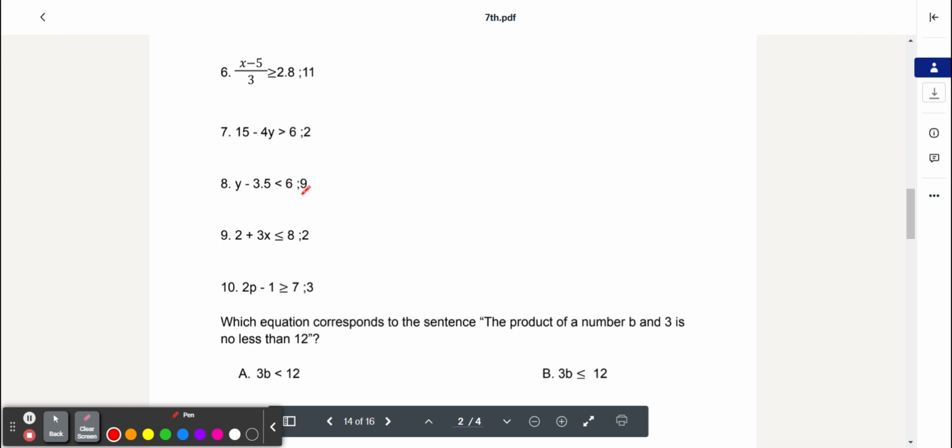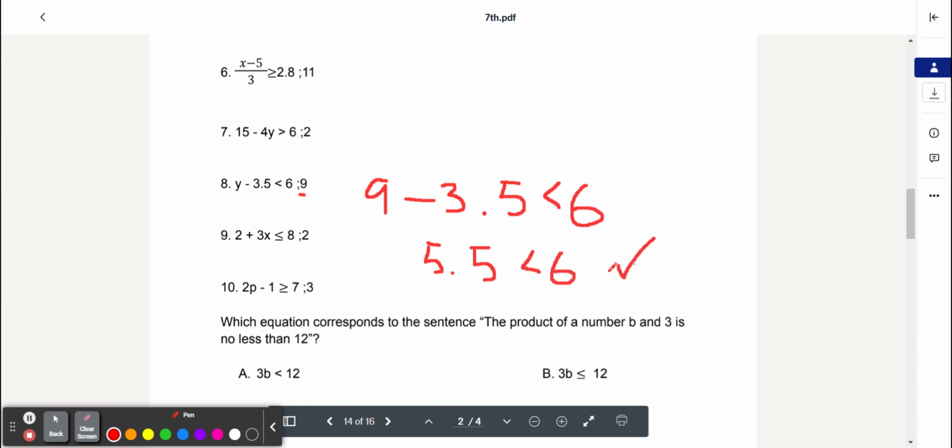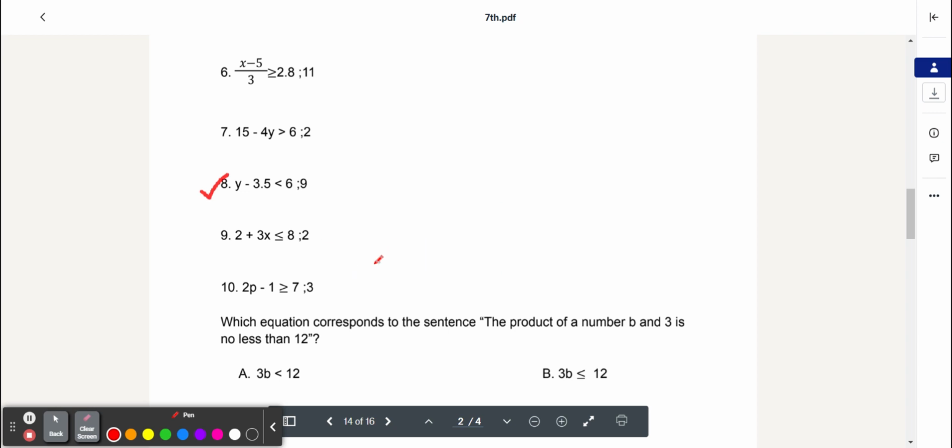Y minus 3.5 is less than 6, and then they give us 9. So let's plug it in. 9 minus 3.5 is less than 6. If we subtract, we'll end up with 5.5. And is 5.5 less than 6? The answer is yes. So the answer to number 8 is yes.